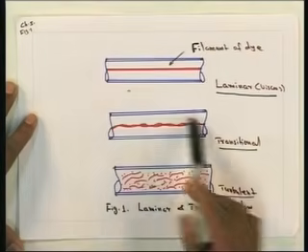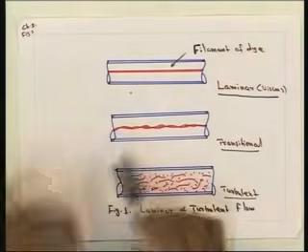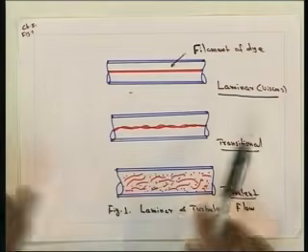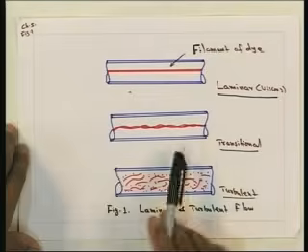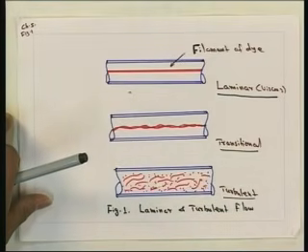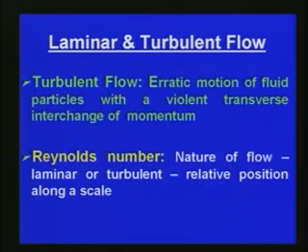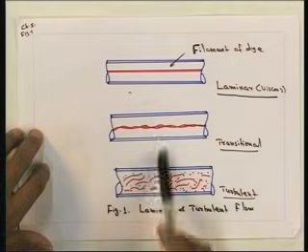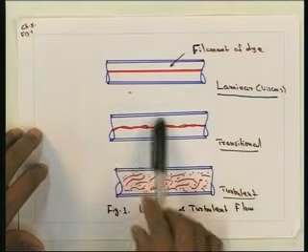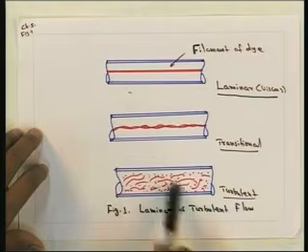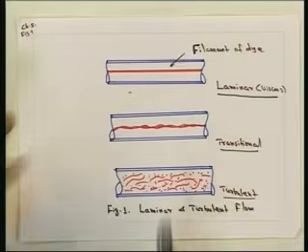But as I mentioned, when the velocity or other flow parameters change, small kinds of mixing take place. Instead of smooth gliding, mixing starts, and we say the flow is transitional. As far as turbulent flow is concerned, there is erratic motion of fluid particles with a violent transverse interchange of momentum. Whenever we injected the dye and the velocity increased or other flow parameters changed, there was total mixing of the dye within the fluid and the flow became totally turbulent. So, we define turbulent flow as erratic motion of fluid particles with a violent transverse interchange of momentum.